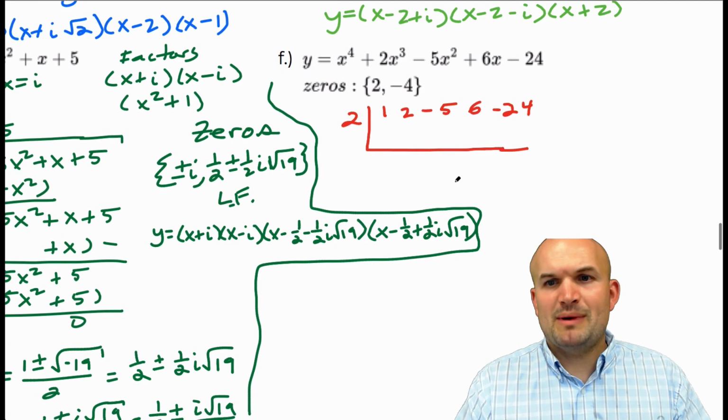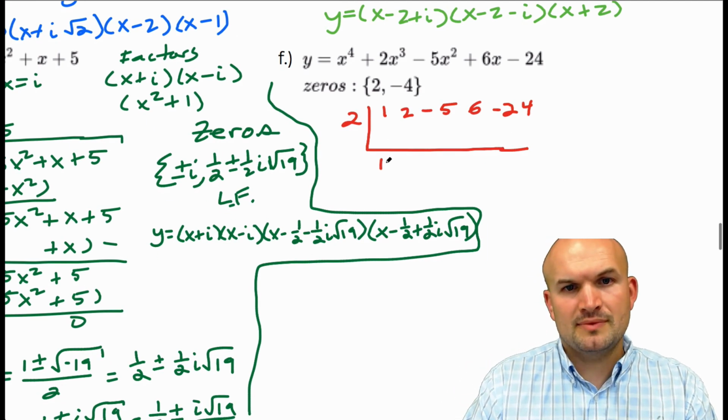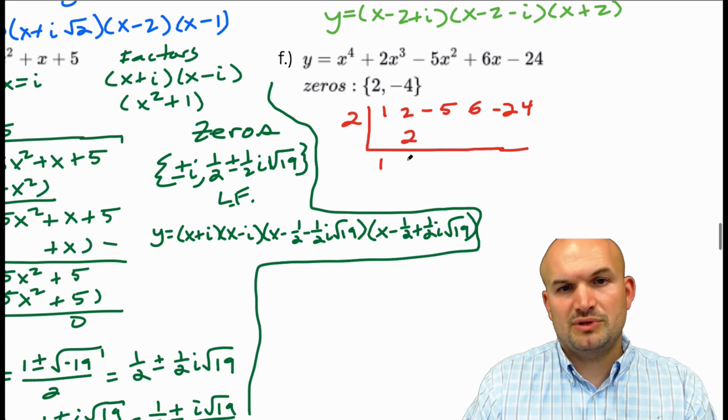Okay, so by applying synthetic division here, I bring down the 1. 1 times 2 is 2. 2 plus 2 is 4. 4 times 2 is 8. -5 plus 8 is 3. 3 times 2 is 6. 6 plus 6 is 12. 12 times 2 is 24.